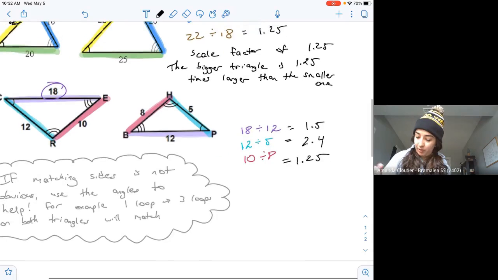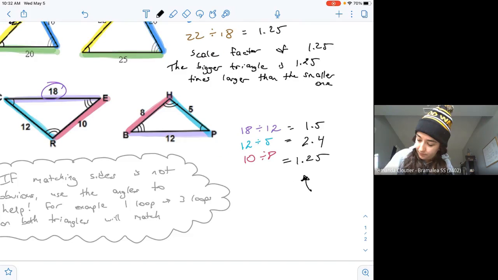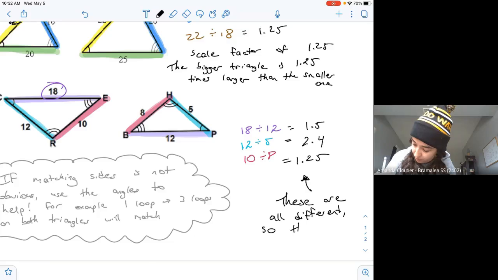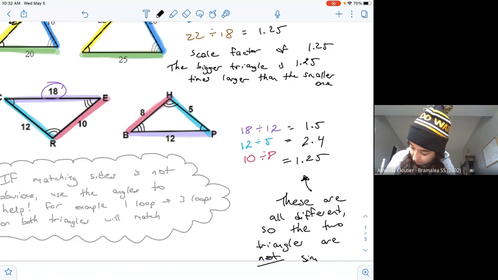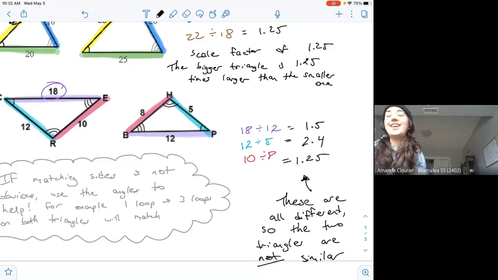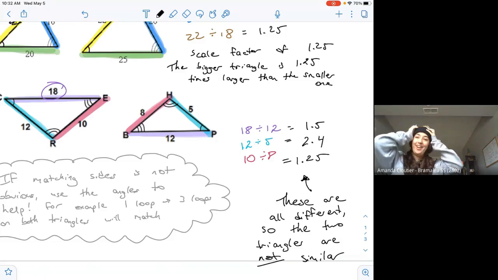Okay, so I'm going to put a little conclusion here. These are all different. So the 2 triangles are not similar. Yes, you're right, Azad. It's not a plot twist when you saw it coming. You saw me coming, giving you a trick here.